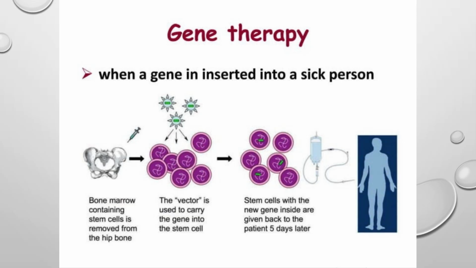Stem cells, or special cells that can grow into many types of cells, are taken from the patient's bone marrow. A vector, like a harmless virus, is used to carry the healthy gene into those stem cells. The modified stem cells, now with the new healthy gene, are put back into the patient's body. This helps the person's body start making healthy cells to fight or correct the illness.